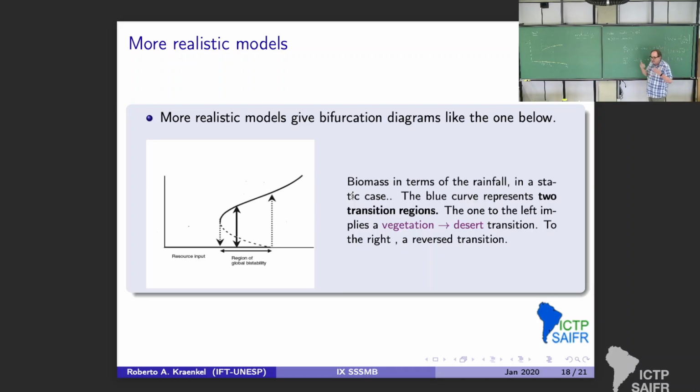For instance, give me an example where you could think about this. When do you think you have a transition from one situation, let's say the desired situation, and then you have a transition to another situation which is also stable?